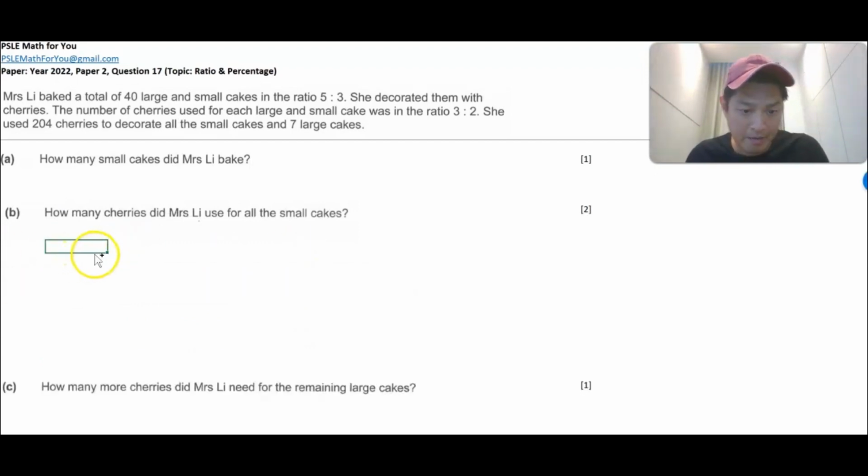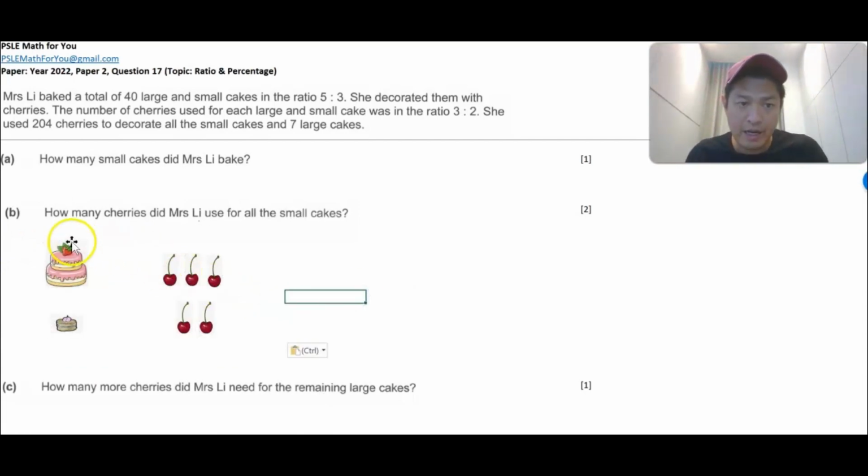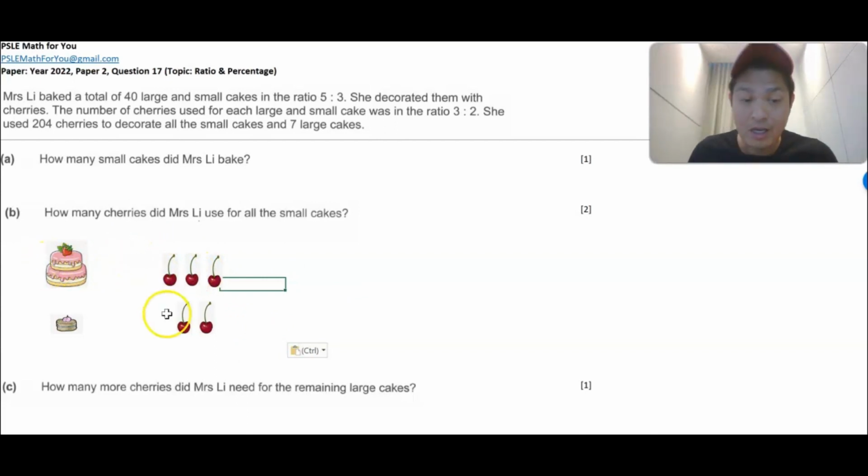Basically, I'm going to reiterate that there are large cakes and small cakes. And if every large cake is decorated with 3 cherries, then the small cakes will be decorated with 2, and that's the ratio of 3:2. And of course, if the large cakes are decorated with 6 cherries, then the small cakes will be decorated with 4 cherries, because that proportion of ratio is maintained, right?